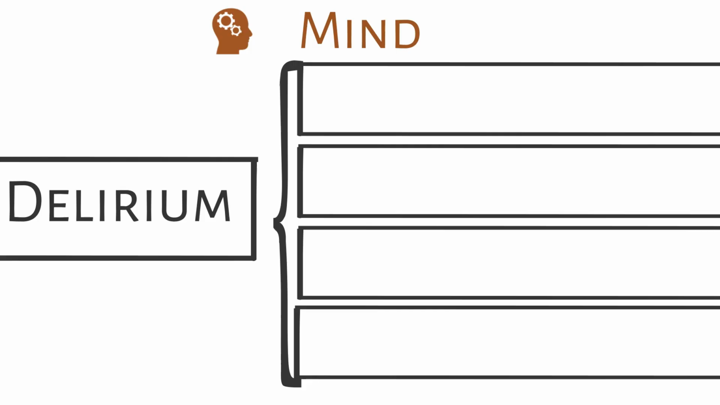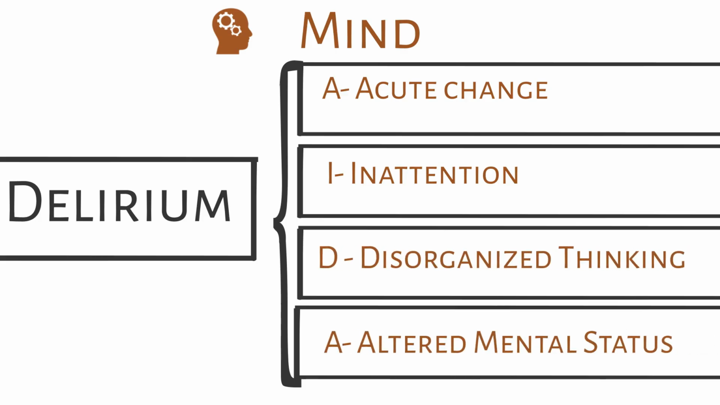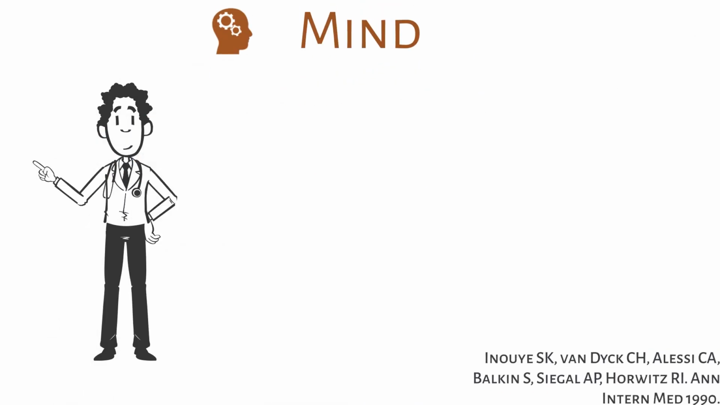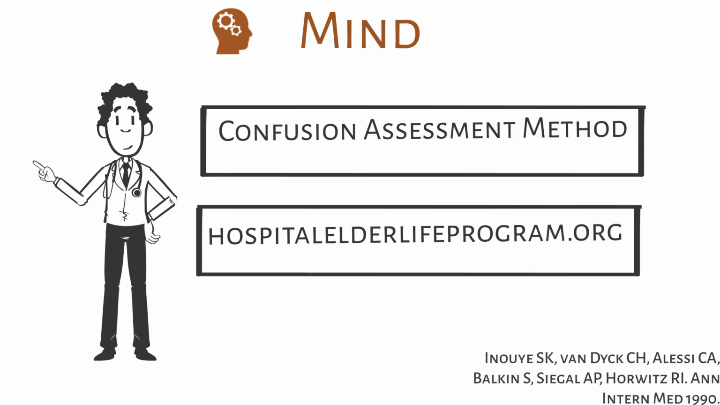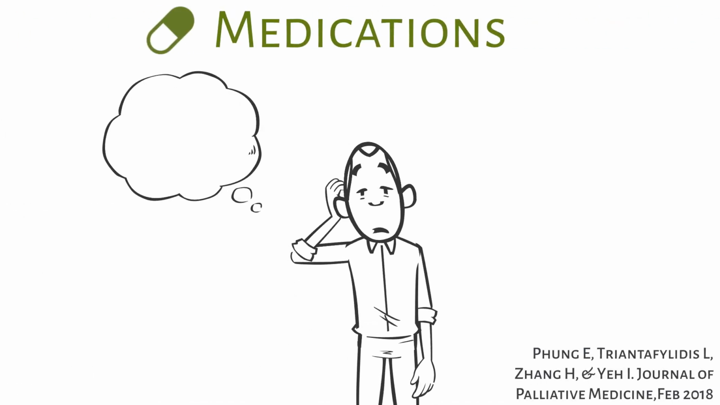Always screen for delirium if a patient has a rapid change in mentation. If a patient has an acute change from baseline mental status, inattention, disorganized thinking, and altered mental status, use the mnemonic AIDA. Inattention can be tested by asking the patient to say the days of the week backwards. If off baseline, check a CAM, a Confusion Assessment Method developed by Dr. Inouye and her colleagues. More information can be found at hospitalelderlifeprogram.org.